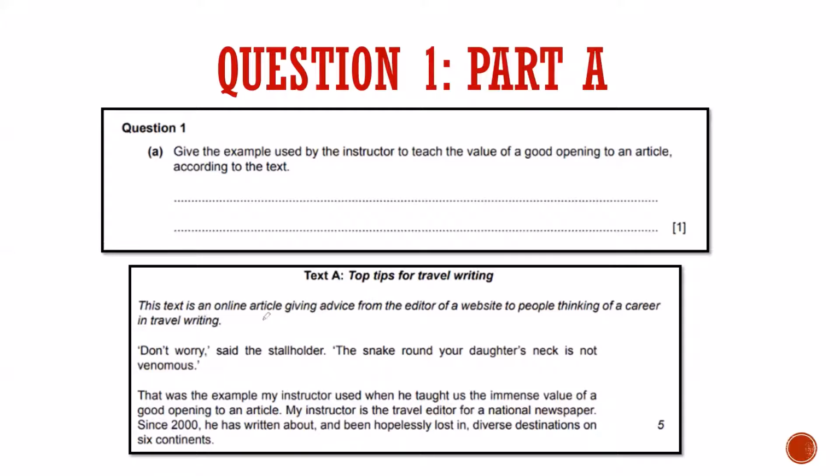This text is an online article giving advice from the editor of the website to people thinking of a career in travel writing. "Don't worry," said the stall holder. "The snake around your daughter's neck is not venomous." That was the example my instructor used when he taught us the immense value of a good opening to an article. So we were looking for this, a good opening and an example. What was the example? This was the example. So this opening is the answer to part A, and you write this in full over here, right?